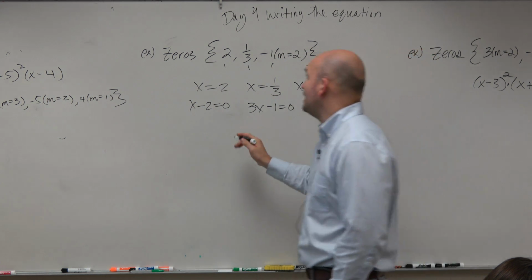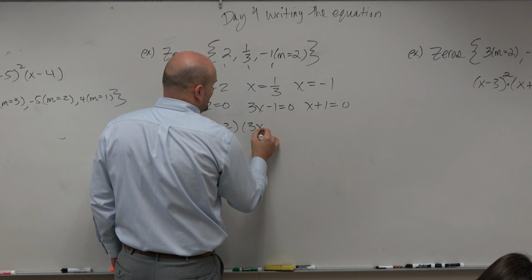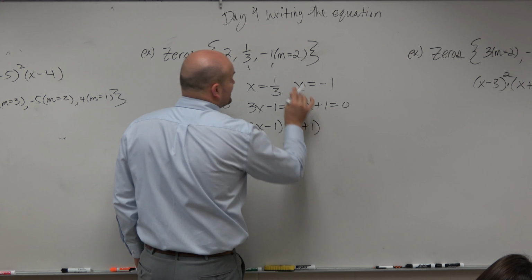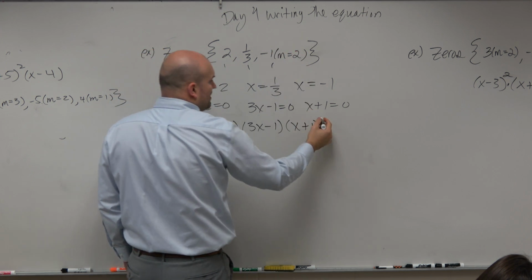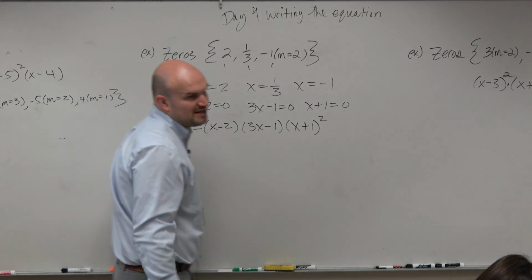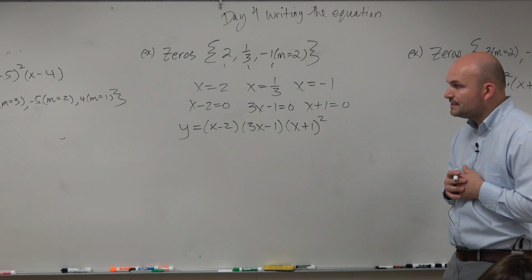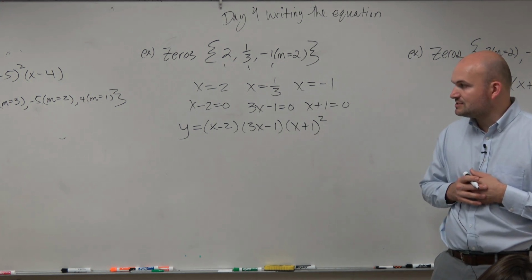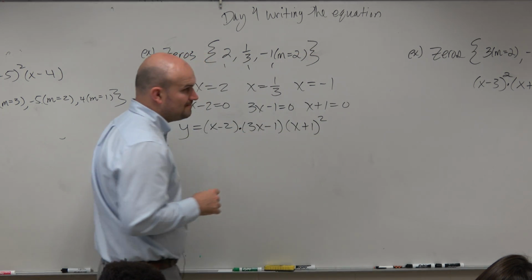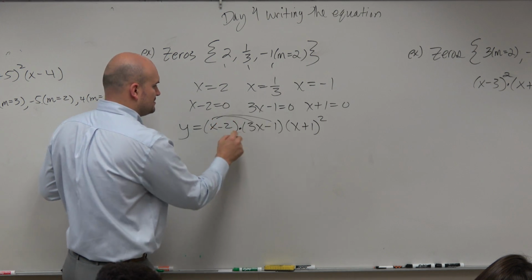Now I can write everything. x minus 2, doesn't say anything else. 3x minus 1. And then here, this is going to be x plus 1, but it is raised to the second power, because it tells us the multiplicity. So that is basically the equation in factored form. If I wanted to multiply this out, what I want to do is choose 2 factors to multiply at a time. If I was choosing 2 factors here, I would just apply the distributive property.